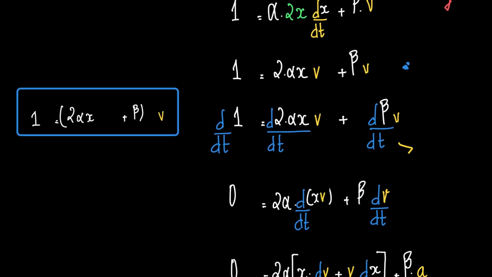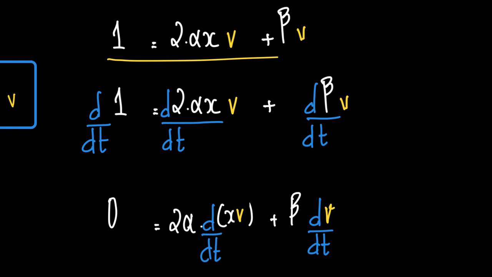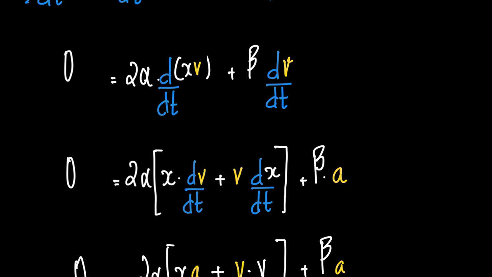So I just marked it in the box here. We need this equation later. So we'll differentiate this equation again with respect to time t. So we have d by dt of 1 is equal to d by dt of 2 alpha xv plus d by dt of beta v. What is d by dt of 1? It's a constant, so that becomes 0. And then what we have is 2 alpha into d by dt of xv plus beta into d by dt of v. What is d by dt of v? It is acceleration a.